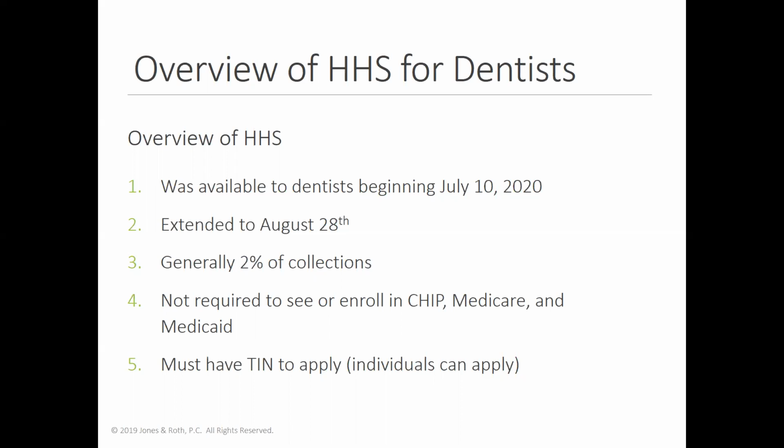Next, who applies for this? Anybody that has a tax identification number. Individuals can apply, but the key is that on your individual tax return, you need to be reporting dental income, generally on a Schedule C. That is where you're going to see it. So if there is income being reported in that spot, then the individual can apply.